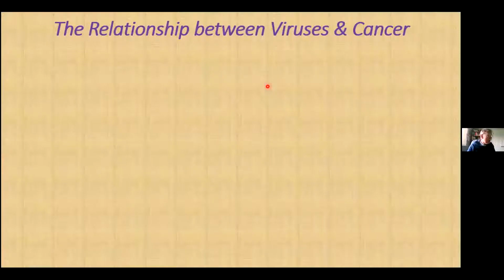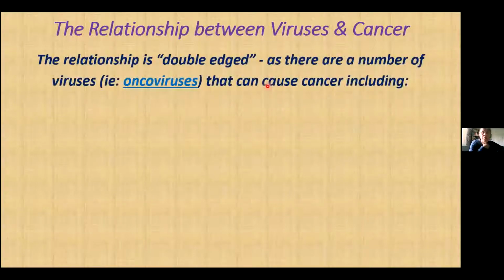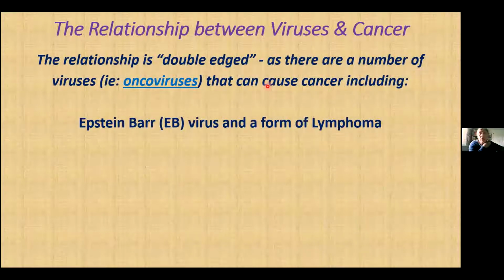Now, what we need to consider is the relationship between viruses and cancer to start with, because it's been described as a double-edged relationship, as there are a number of viruses referred to as oncoviruses that can cause cancer, and these include a virus called Epstein-Barr virus. You might be more familiar with this in terms of it causing glandular fever, which is generally a self-limited condition, but it can come back. But it's also associated with a particular form of lymphoma, and this was first described in 1958 by Dr. Burkitt, who was working in Africa. There is some association with malaria as well. So this particular type of lymphoma doesn't tend to be found in this country, although there are rare cases where it does occur.